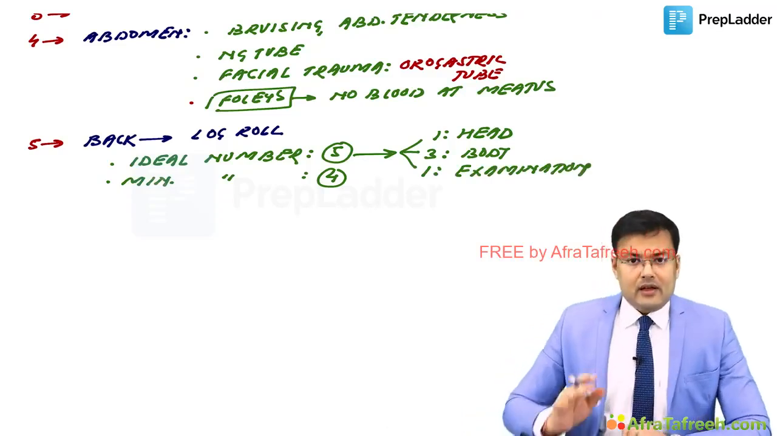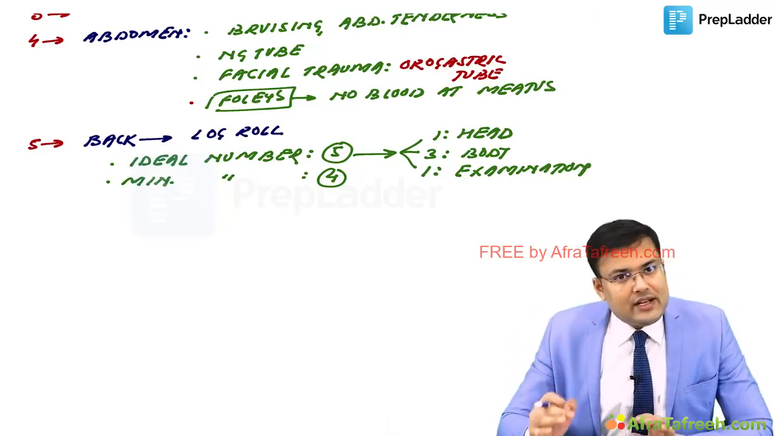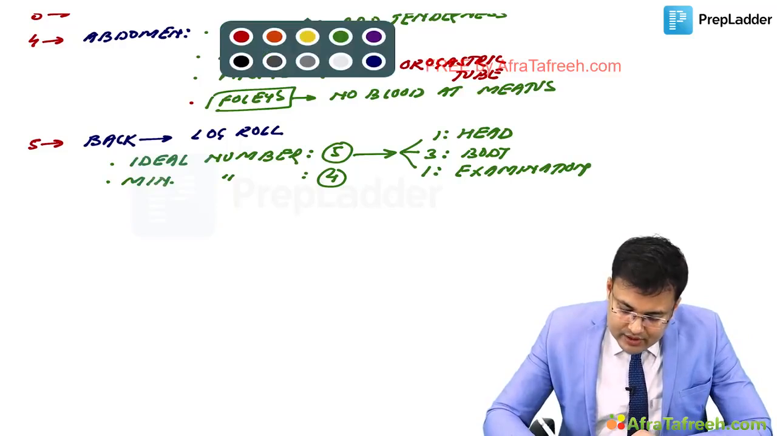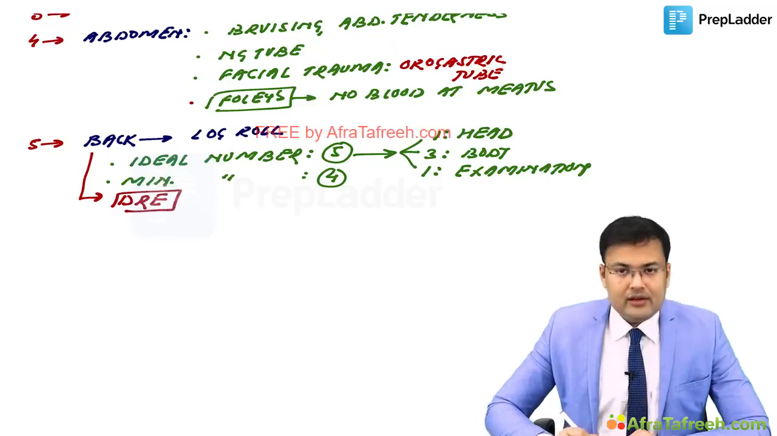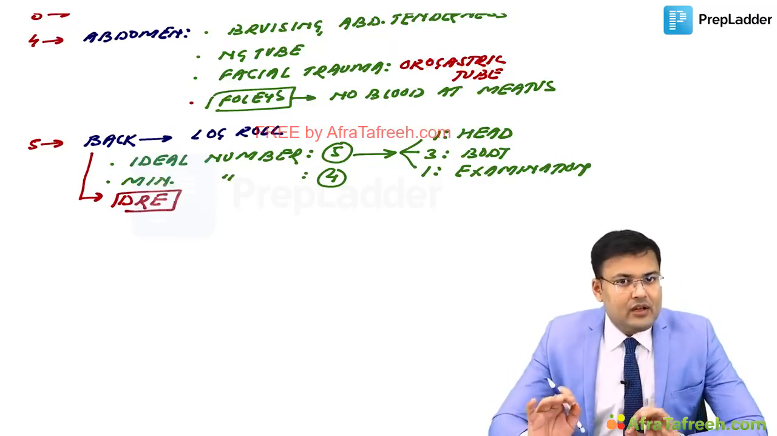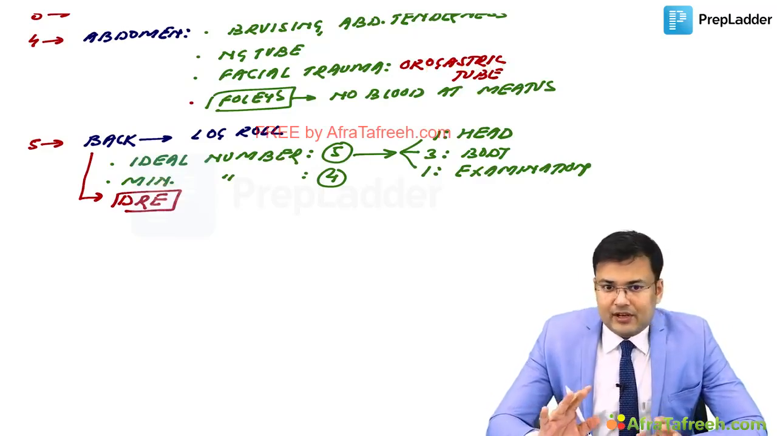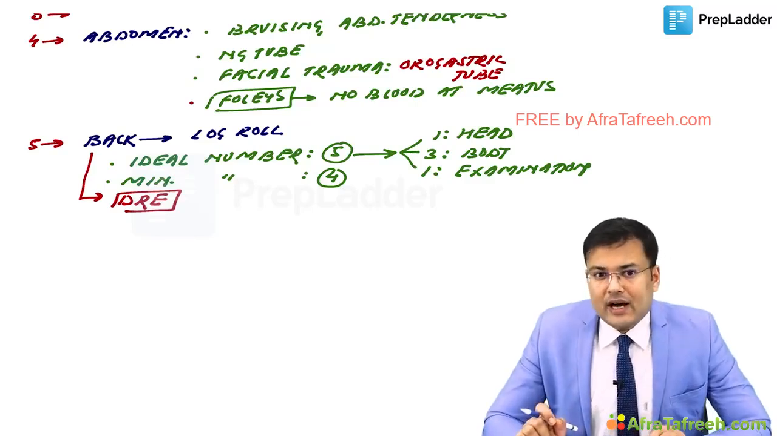Clear? Whenever we are doing the examination of the back, during this stage only we perform the digital rectal examination. Questions which are asked: log roll is done in the examination of the back. Ideal number of people required for log roll, 5. Minimum number of people required is 4.